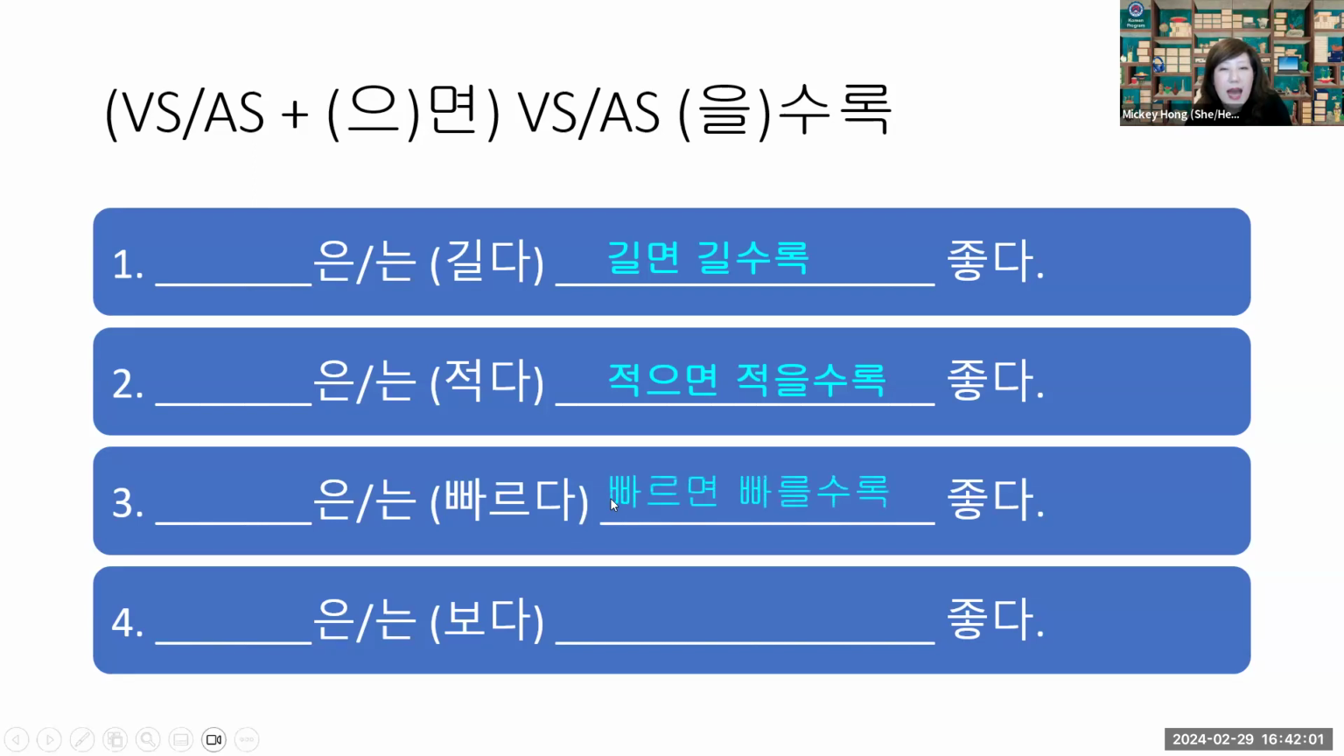빠르면 빠를수록 좋다. What is faster, then all the better. 보면 볼수록 좋다. And it can be for both verbs and adjectives. What is that? The more you look, the better. 길면 길수록 좋다. 방학은 길면 길수록 좋아요. Vacation, the longer it is, the better. I'll give you one more sample. 차는 빠르면 빠를수록 좋아요. The cars, the faster it is, the better.